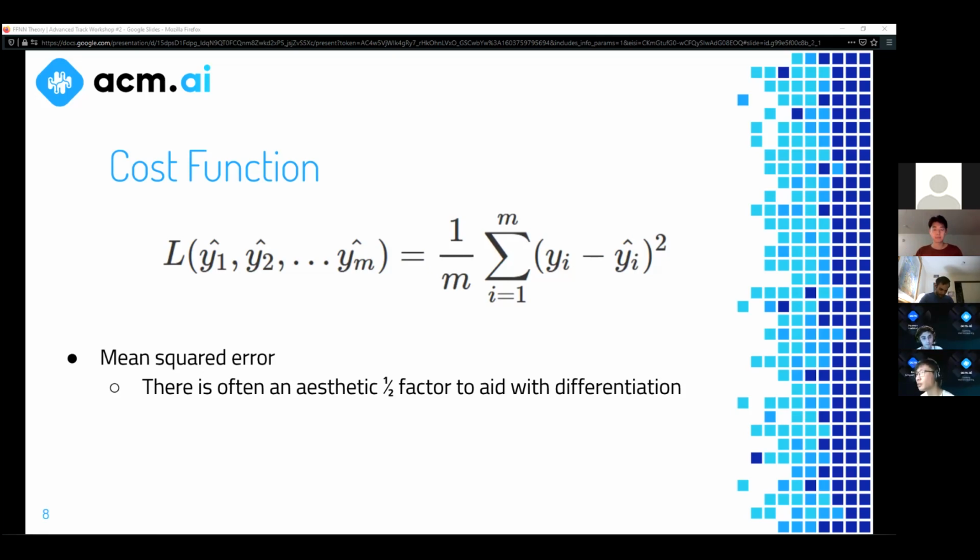Ignore that line about an aesthetic 1/2 factor. When you take the derivative of this function, the exponent 2 comes down to become the coefficient, right? So sometimes you actually have a 1/2 constant multiplied to cancel that out. But it doesn't really matter when you're optimizing, because it's a constant value.